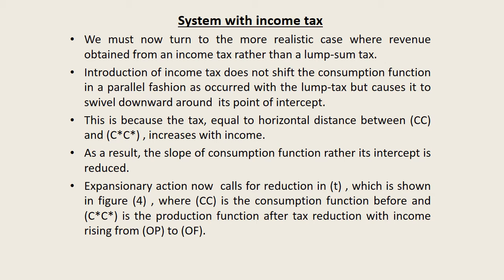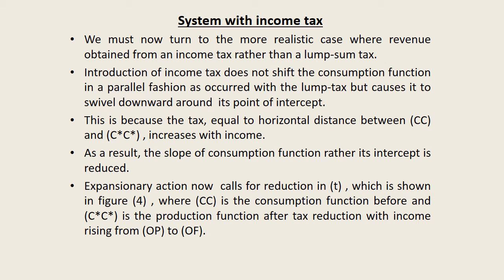طيب this is because the tax equals the horizontal distance between CC, which is consumption function before tax, and C star, which is consumption function after imposing income tax. CC also increases with income. As income increases, income tax revenue increases. As a result, the slope of consumption function rather than its intercept is reduced. في حالة يا جماعة ضريبة الدخل اللي بيتغير مش الانترسبت، لا يا جماعة اللي بيتغير الميل بتاع الدالة، دالة الاستهلاك.